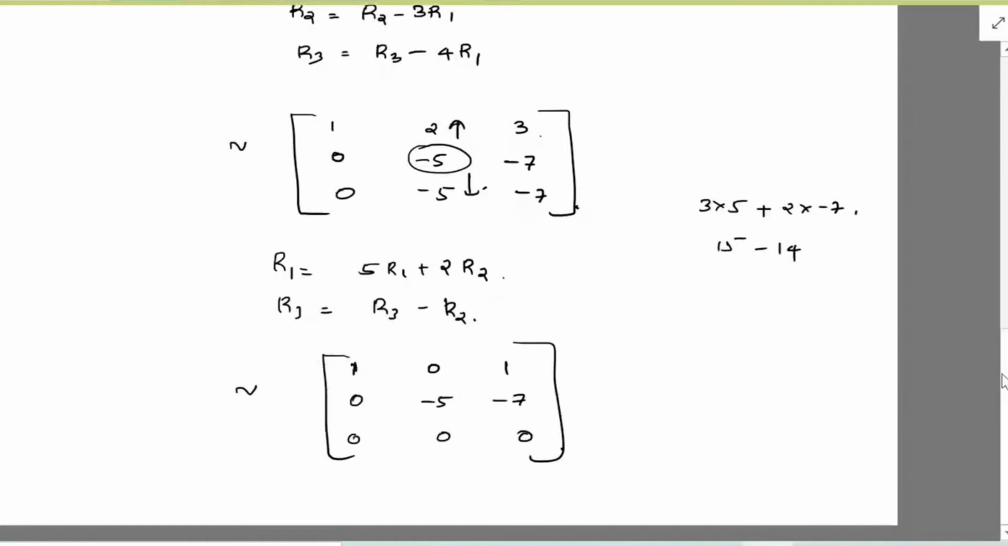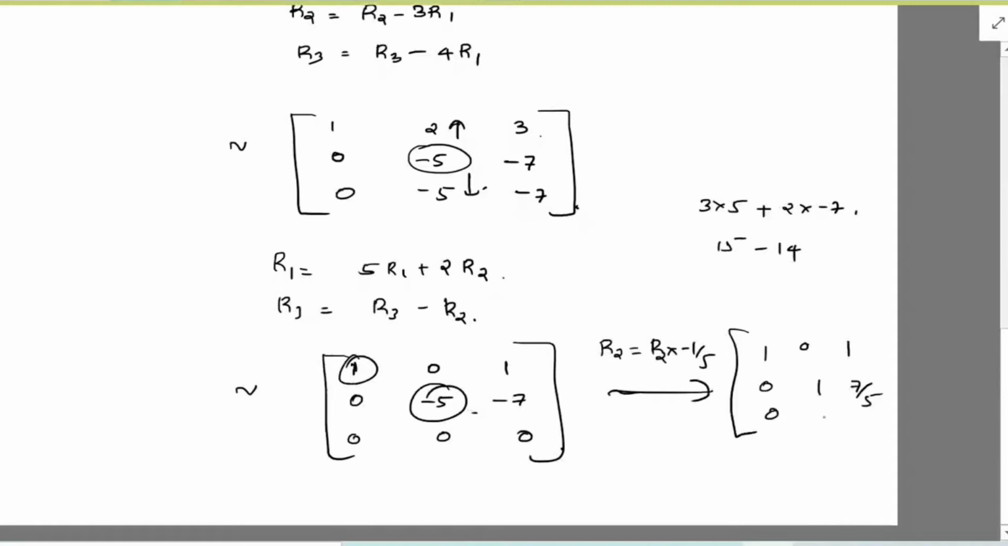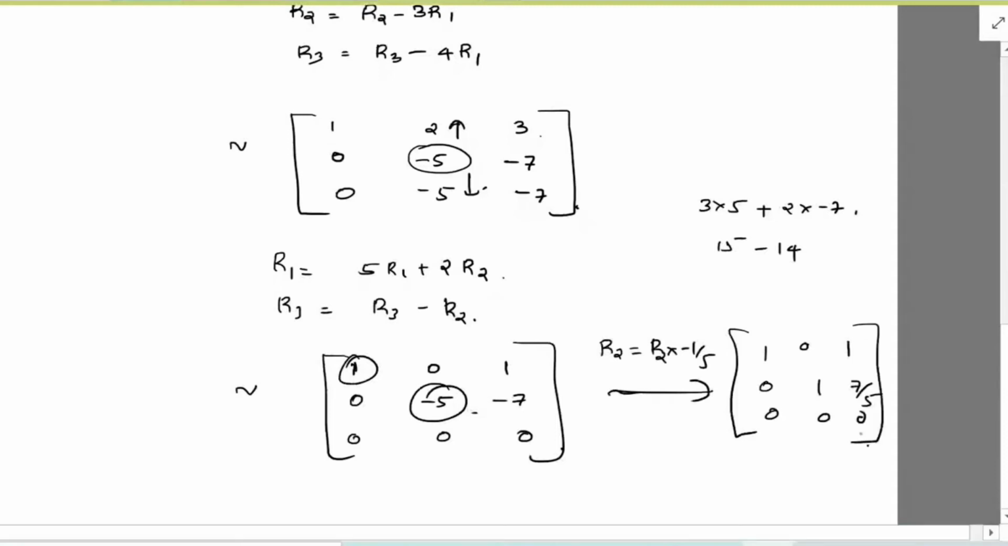Now what? Now we need to make only the second leading coefficient 1. For that we will apply the operation R2 changes to R2 into minus 1 by 5. So that will be 1, 0, 1; 0, 1, 7/5; 0, 0, 0. Is it in reduced row echelon form? Yes, it is in reduced row echelon form.